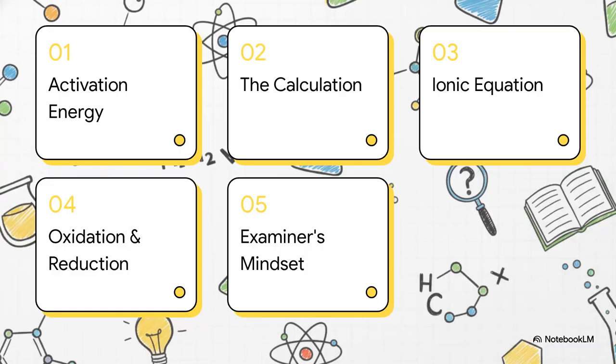First, we'll nail the definition of activation energy. Then, we'll dive into the calculation, and I'm going to show you all 4 ways you could have solved it. After that, it's on to the ionic equation. And then we'll finish up with the redox explanation. And at the end, we'll tie it all together to really understand that examiner's mindset.